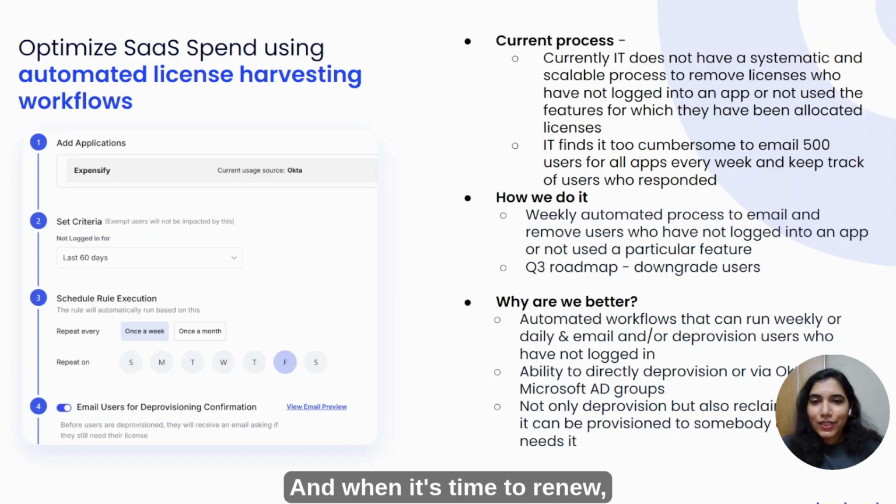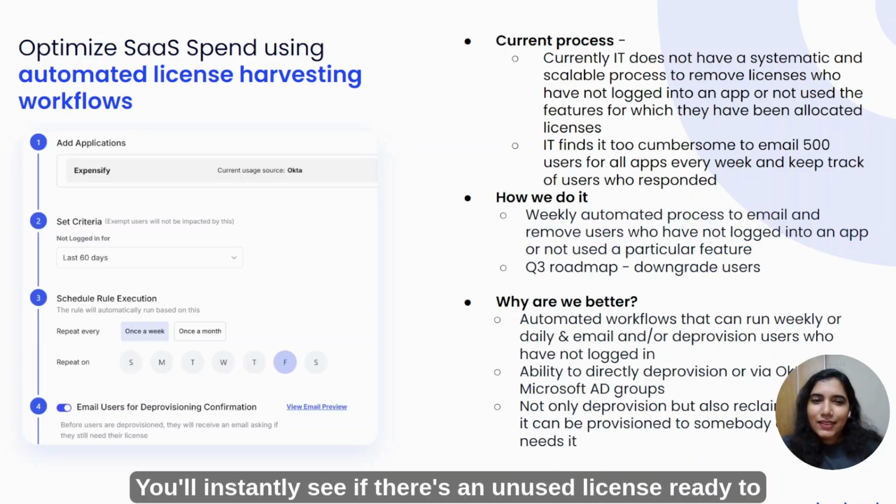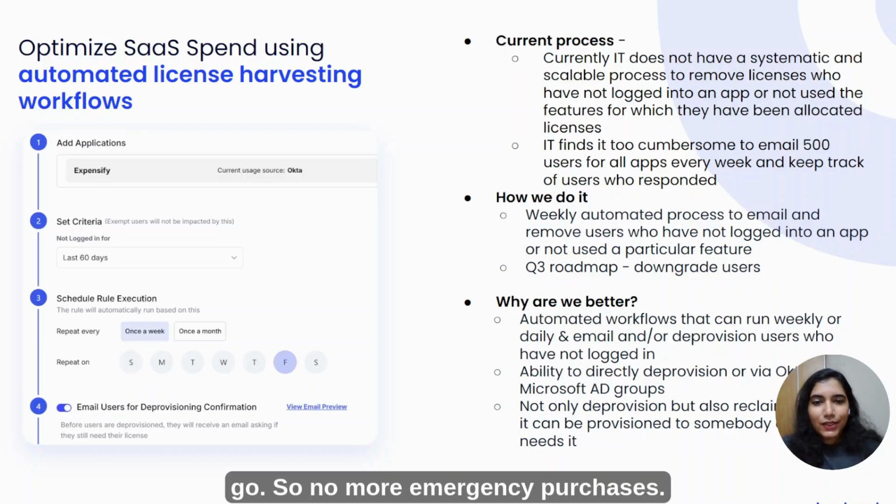And when it's time to renew, you walk in with real data. That's where the bigger savings happen, and easy scaling. Need to add someone new? You'll instantly see if there's an unused license ready to go. So, no more emergency purchases.